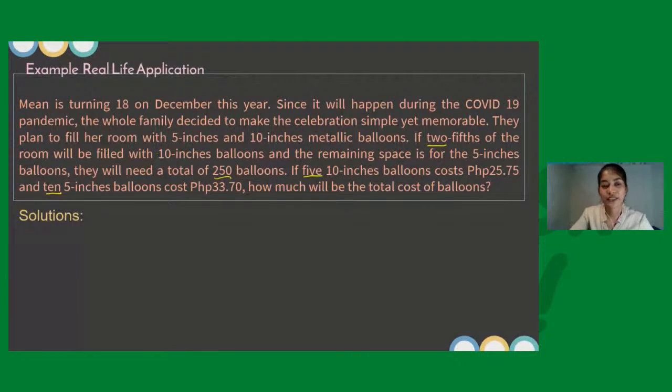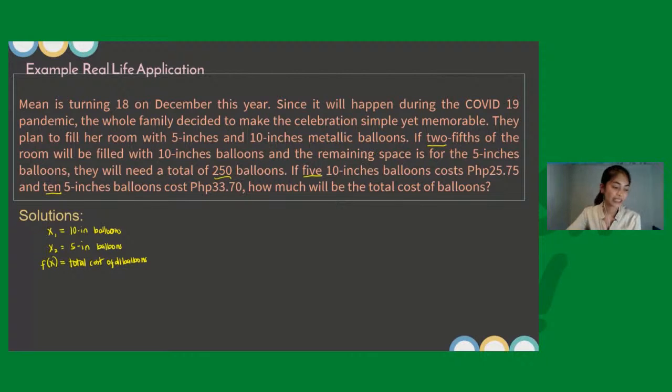So to do that, let us first represent this problem. So let's say, let us represent the 10 inches balloons as x sub 1, and the 5 inches balloons as x sub 2. Ayan. And then, let's represent the total cost of all the balloons as f of x.